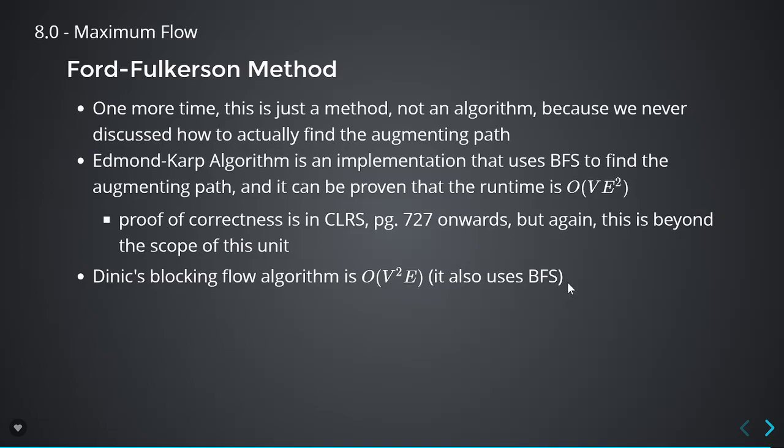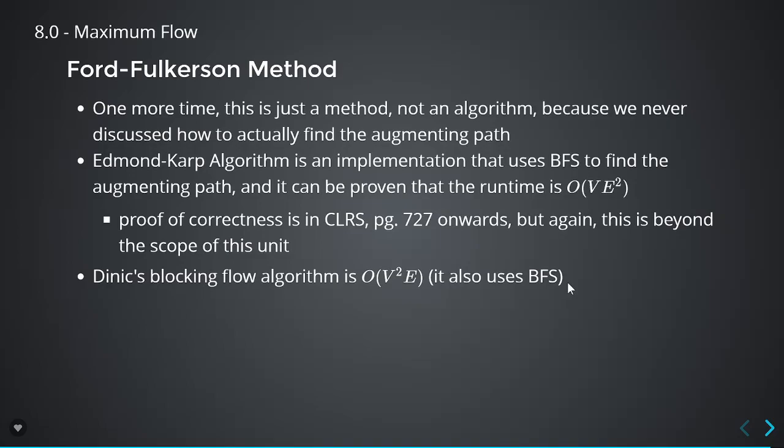One of the algorithms is called the Edmonds-Karp algorithm. It actually uses BFS to find the augmenting path. And there's a proof that you can do this in O(VE squared). You don't have to know about it, again, just saying. You can also do this using Dinic's algorithm in O(V squared E). They also use BFS in a different way. But yeah, just saying why this is called a method and not an algorithm, because it's just an idea.